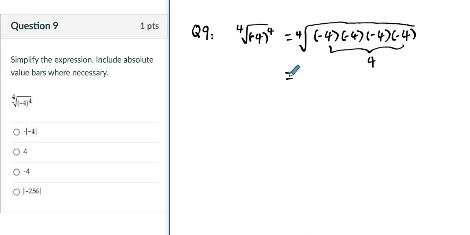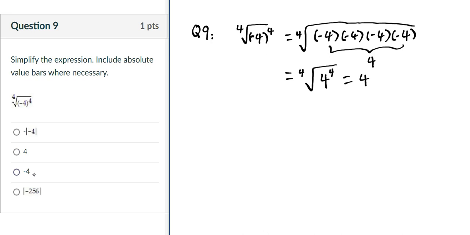So you know here negative times negative is positive. For the third negative, you get negative, but the fourth one is negative as well. So eventually you will get positive. So you know that's actually 4 to the fourth. And then this will be 4. So it's positive 4. And here should be the second one.